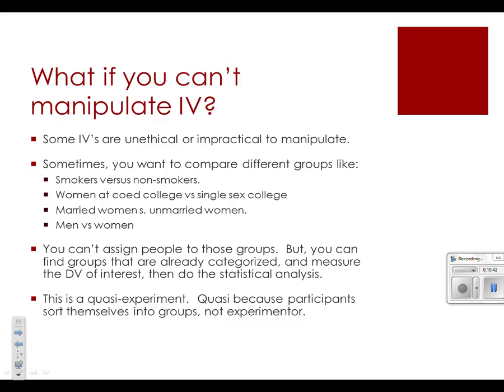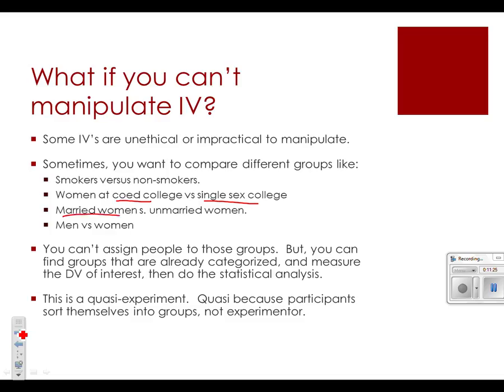Let's say you wanted to study women at co-ed colleges versus single-sex colleges. Okay, it's not necessarily unethical to manipulate that, but it's really not very practical either. You're unlikely to find a bunch of high school seniors who are willing to be randomly assigned to a college. Maybe if you paid the tuition, they'd be willing to be in the study, but then you've got a very expensive study that I doubt any granting agency in the world could fund. So it's just not practical to be able to randomly assign people to attend a co-ed college or a single-sex college.